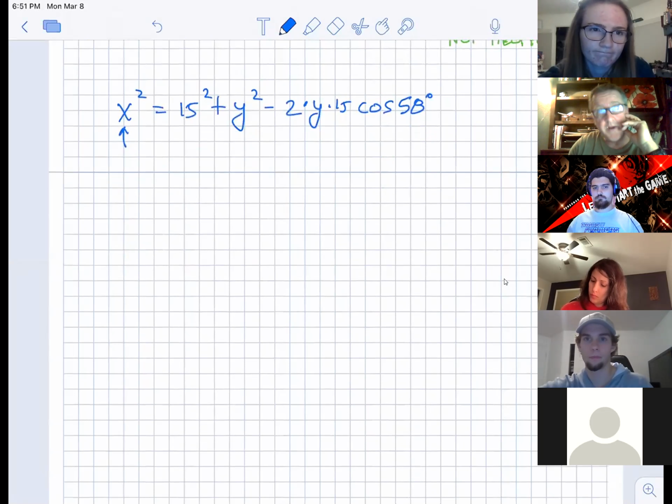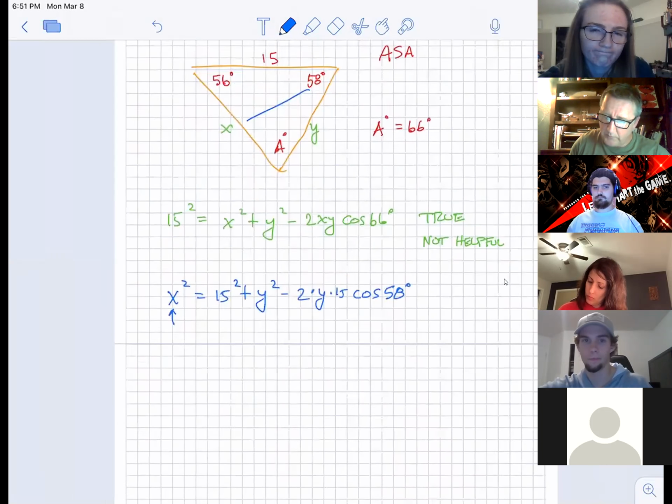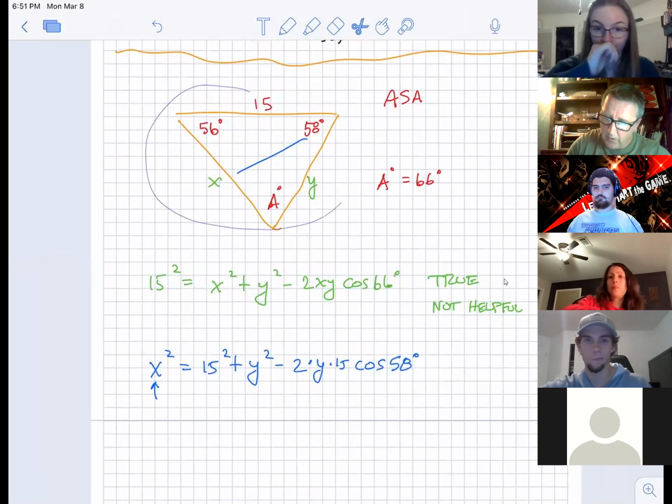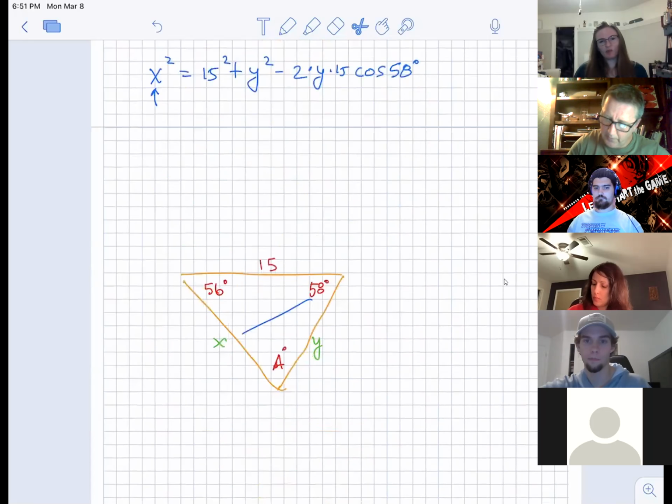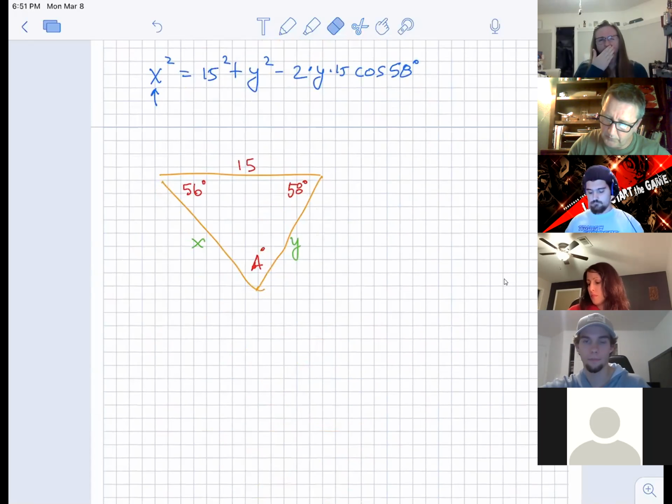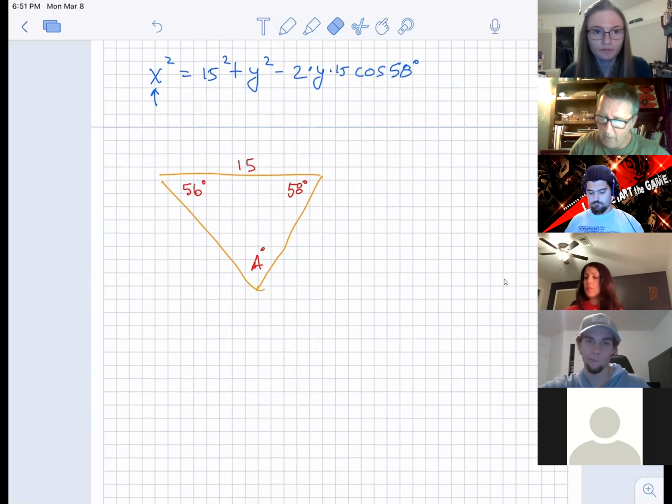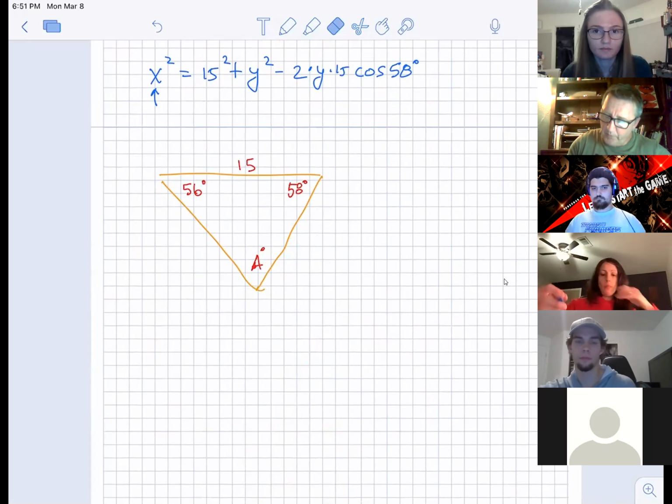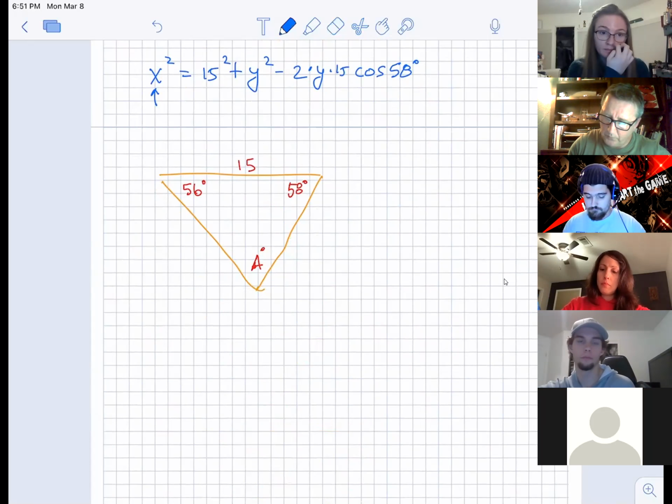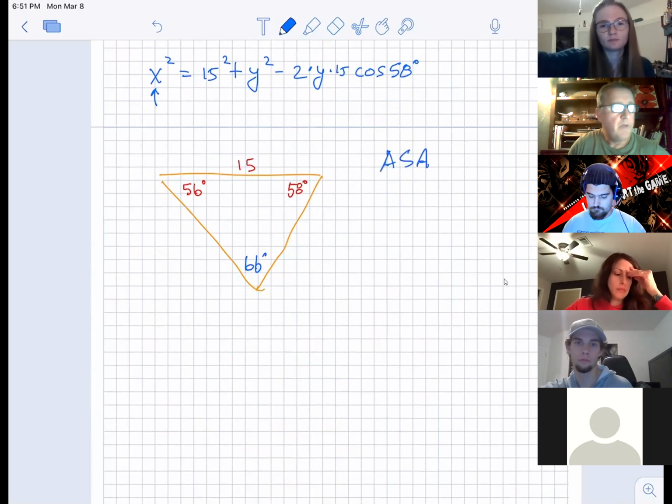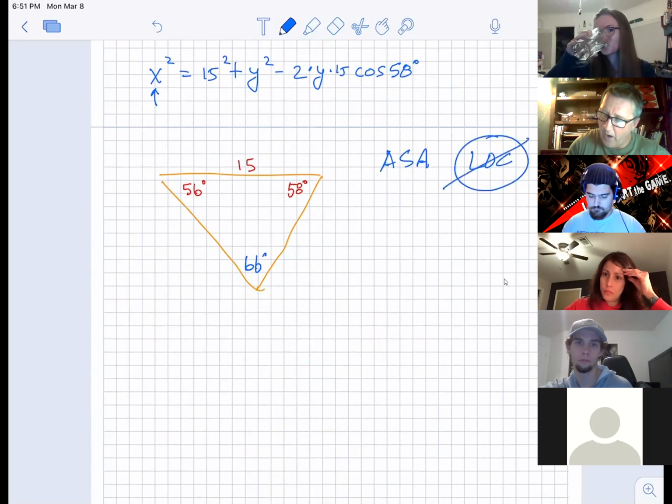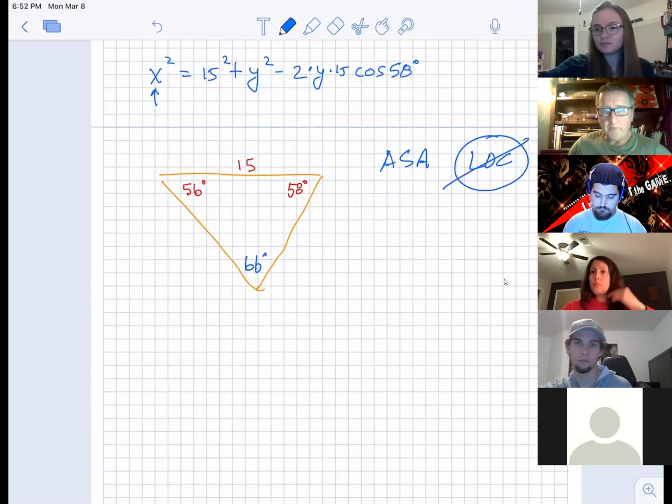Now, what I'd like you to do is say, well, who cares? I have SOHCAHTOA, I can make right triangles out of it. So let's do that. Go slow. Copy. Paste. So let's see. I'm just going to fill in the 66 instead of making it a variable. And again, it's important to understand this one is angle side angle. So law of cosines is out.